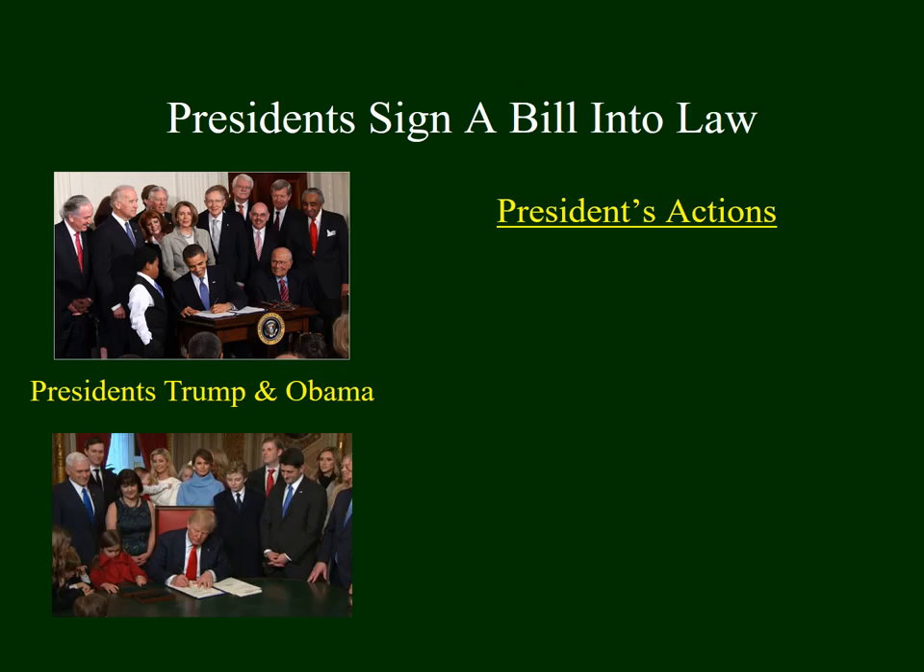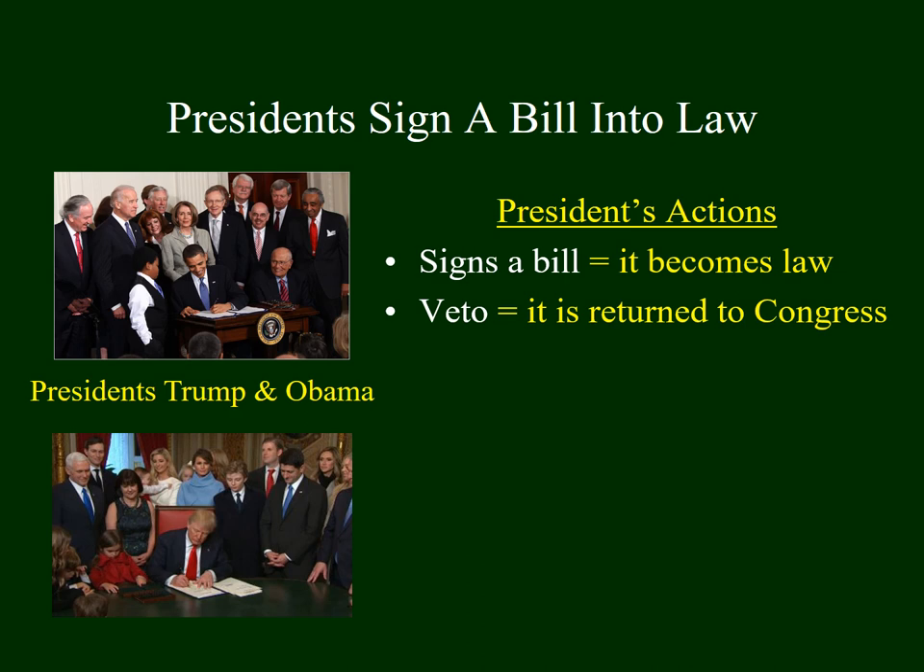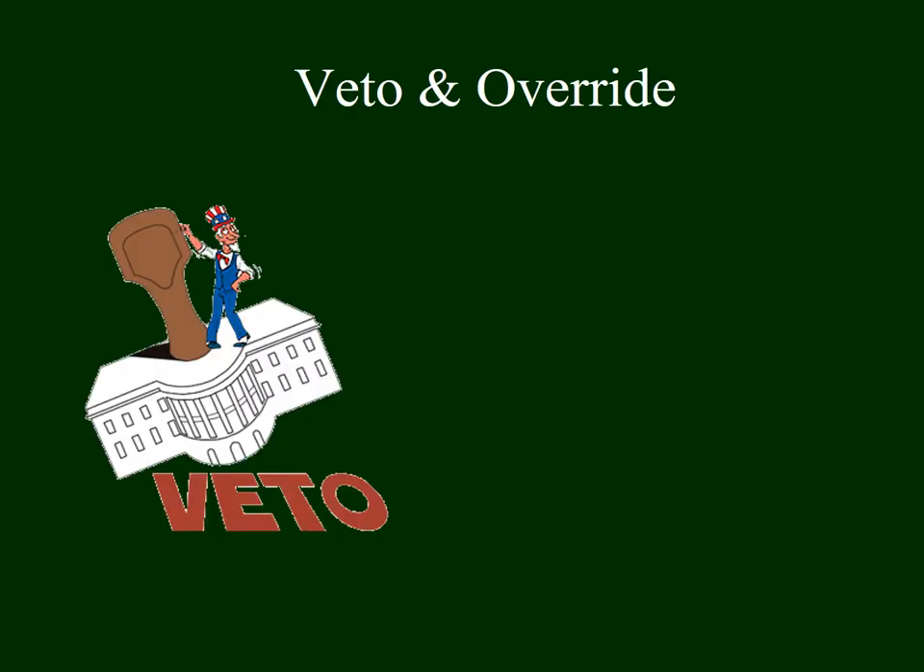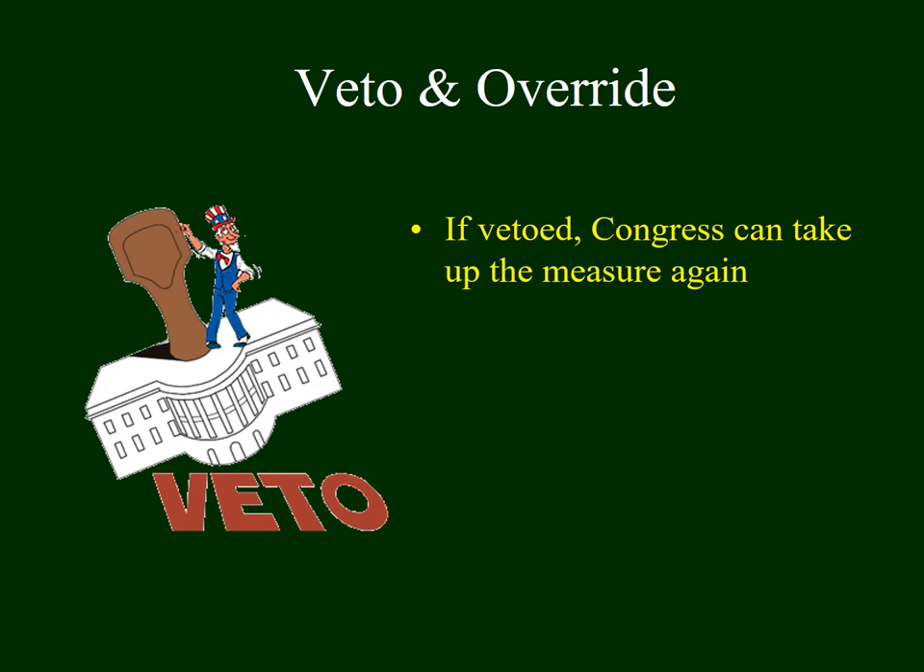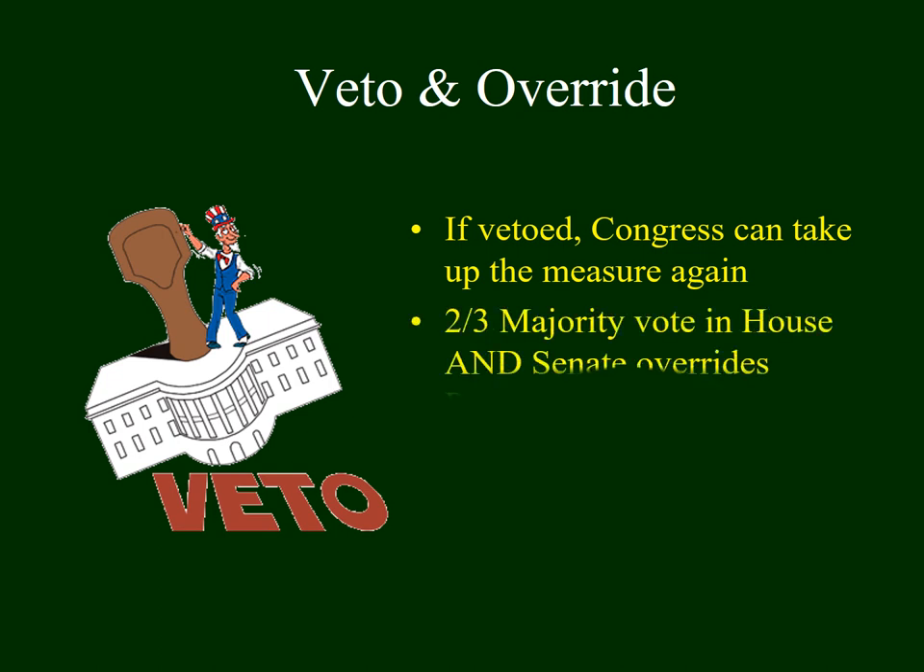If the president signs a bill, once it's done, that bill becomes a law. If the president is opposed to a proposal, the president can veto it. If the president vetoes a bill, it gets returned to Congress, and Congress has the option of voting on it again. Even if the president is opposed to a bill, Congress can still take up that proposal. They vote on it again. And if a 2/3 majority of the members of the House of Representatives support that proposal, and a 2/3 majority in the Senate also concur and support it, that presidential veto is overridden or overruled.